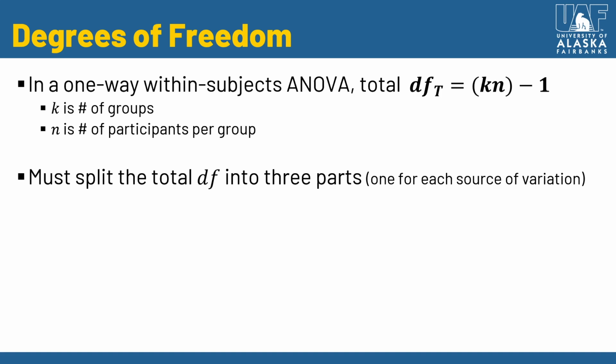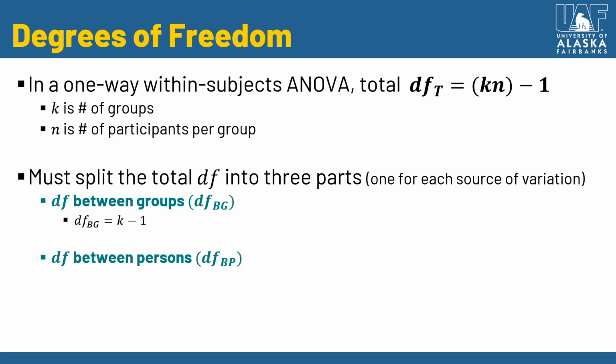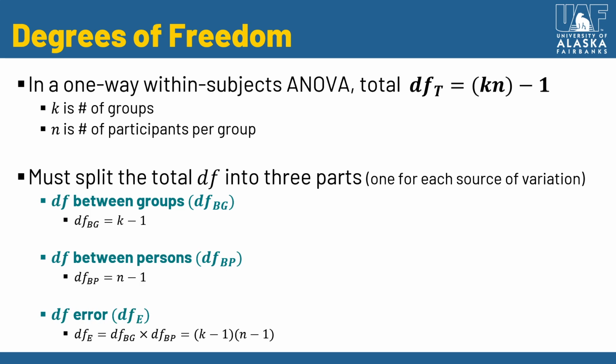Importantly, we're going to split the degrees of freedom into 3 parts, one for each source of variation. These map onto what we just talked about. Degrees of freedom between groups is equal to K minus 1, number of groups minus 1. Degrees of freedom between persons is little n minus 1. And then degrees of freedom error is simply the product of those two, so DFBG times DFBP. Or if you want to solve for that all at once, you could just do K minus 1 times n minus 1.